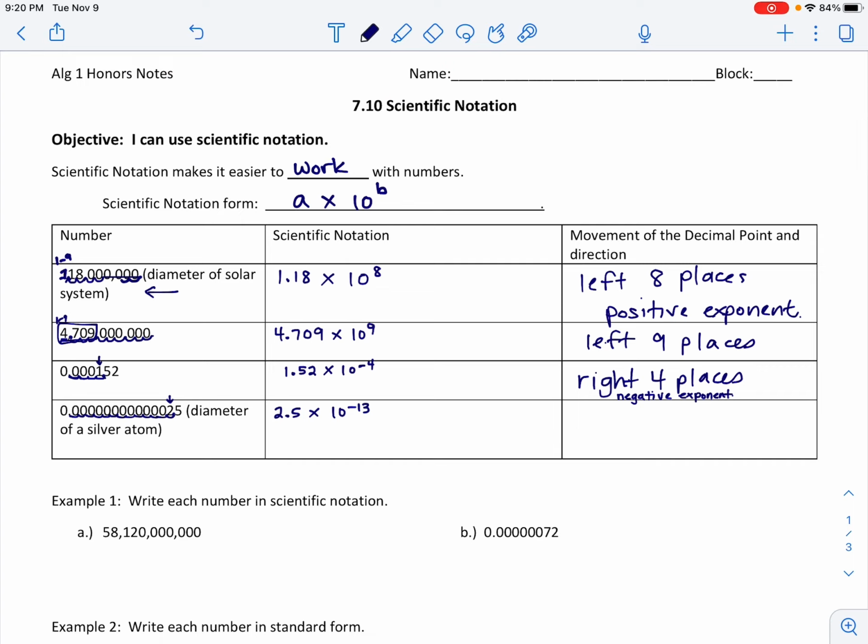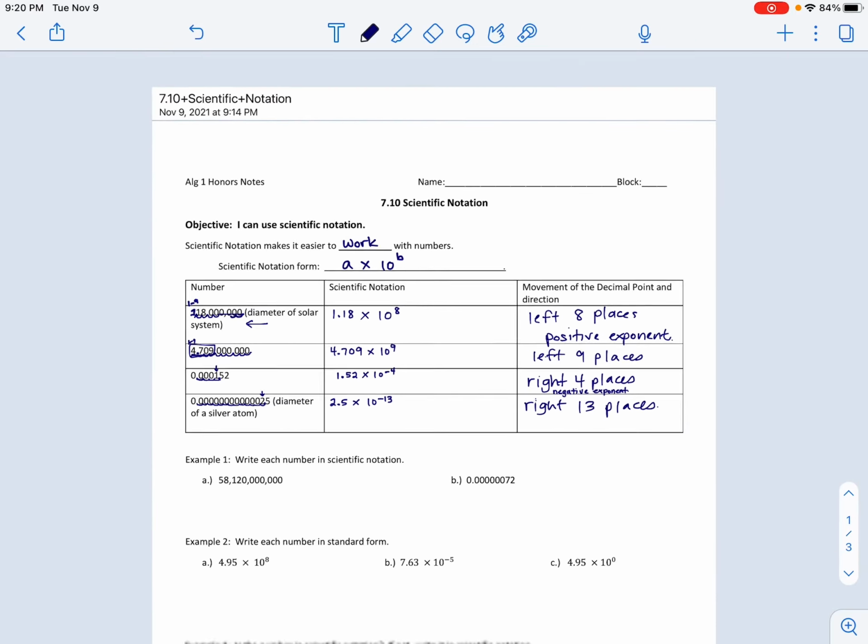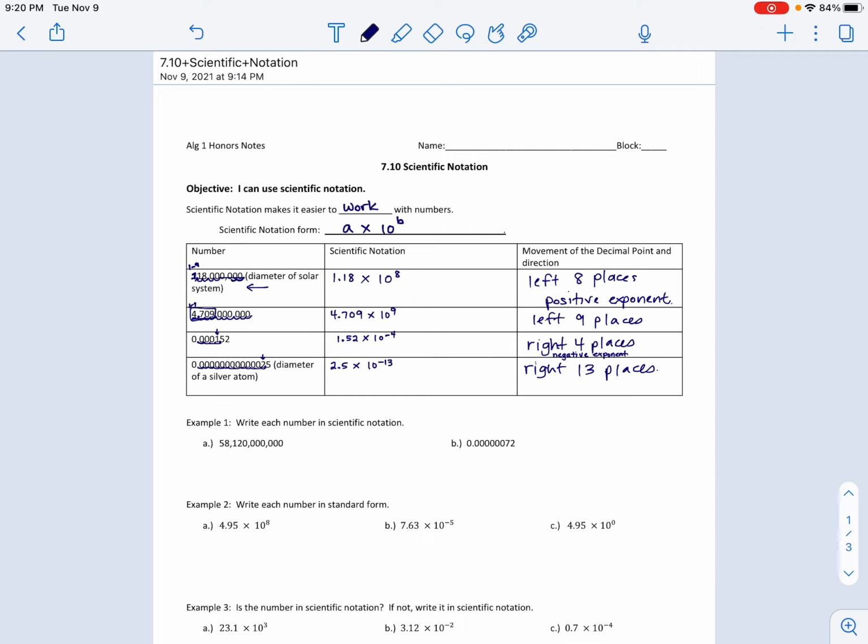So I went to the right 13 places, and that made it a negative exponent. When you go to the right, it makes it a negative exponent. When you go to the left, it makes it a positive exponent. And just think, really big numbers have positive exponents. Really small decimal numbers have negative exponents.